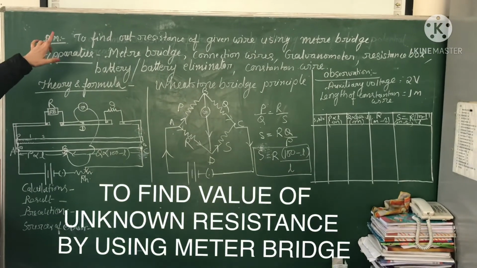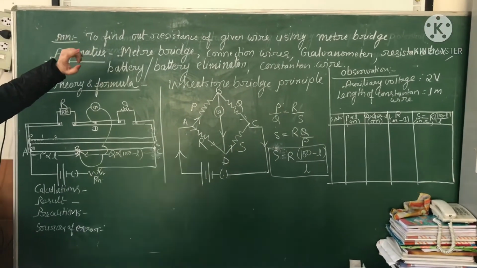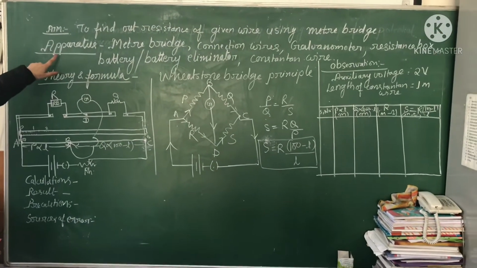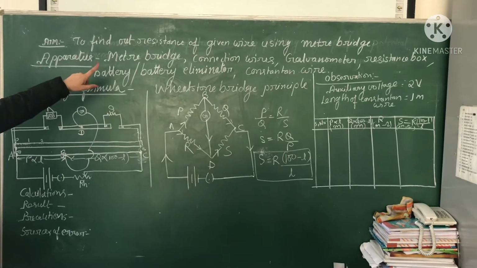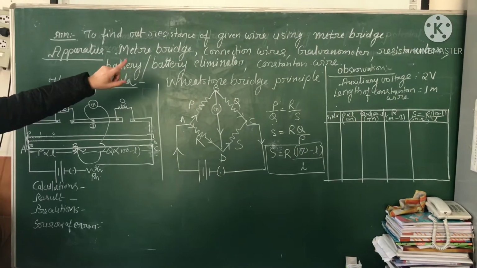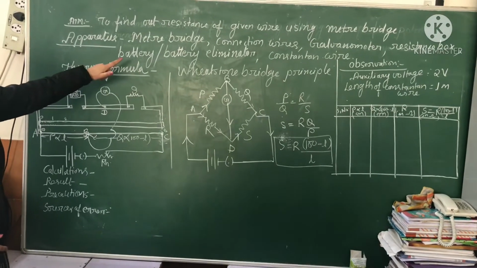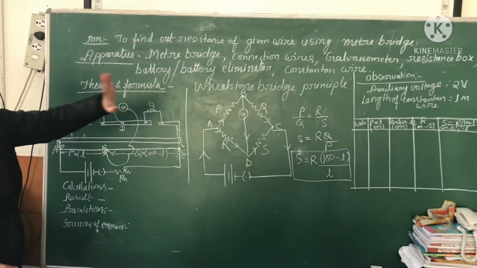Find out the resistance of a given wire using a meter bridge. So we are using constant wire here. Apparatus used: meter bridge, connection wires, galvanometer, resistance box, battery or battery eliminator, constant wire.